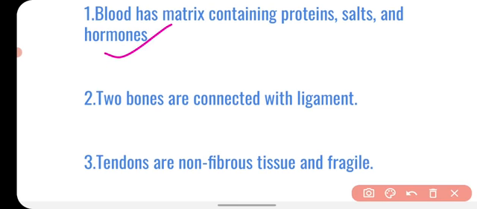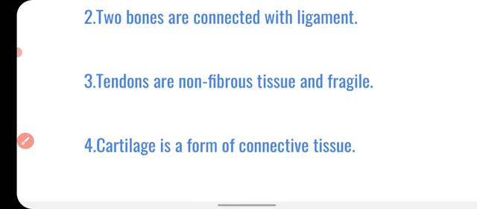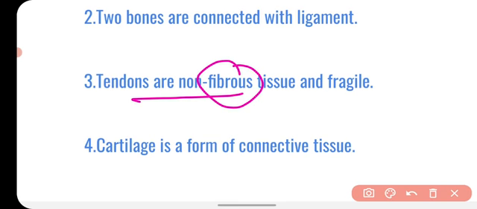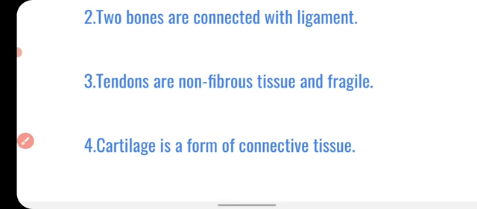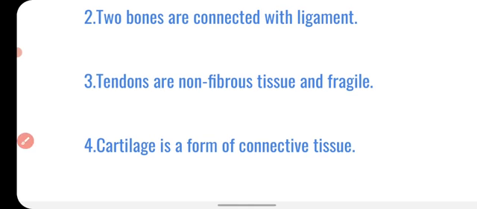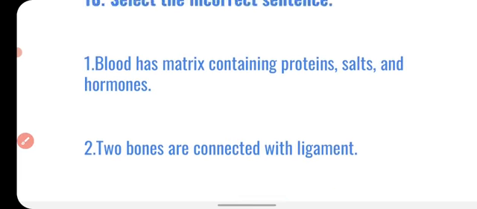Statement 2 is two bones are connected with the ligament. Yes, this is true. And option 4, cartilage is a form of connective tissue. This is a true statement. Option 3, tendons are non-fibrous. This is incorrect because tendons contain fibers. They are fibrous tissue. So option 3 is the correct option for this question.